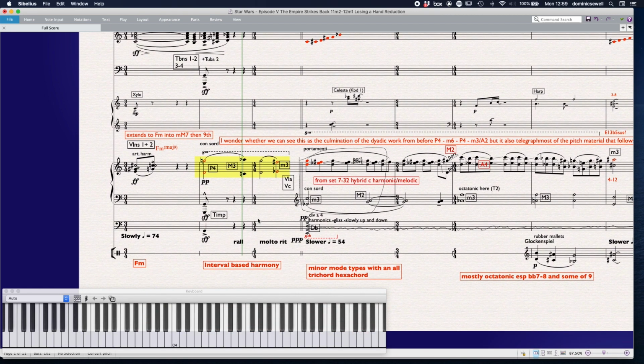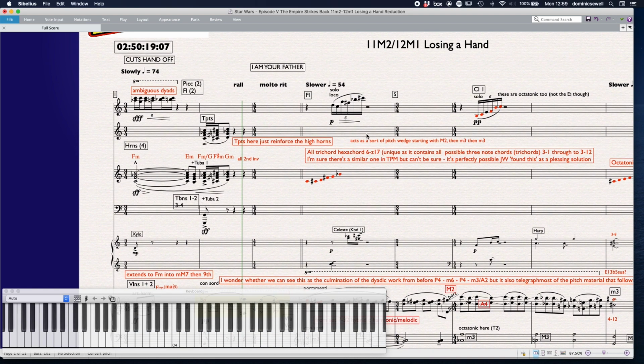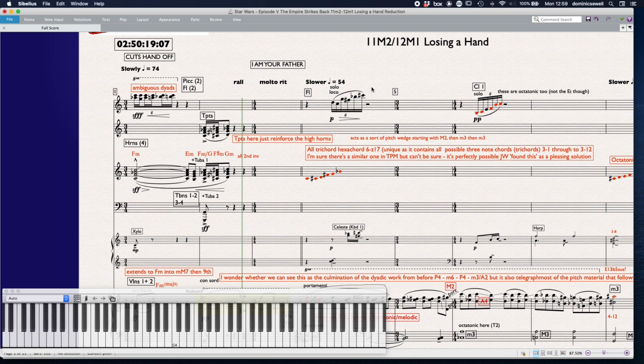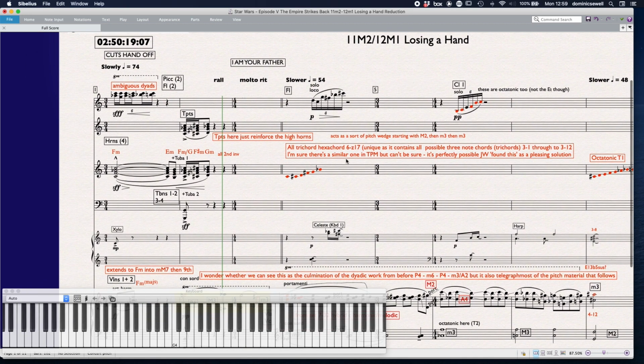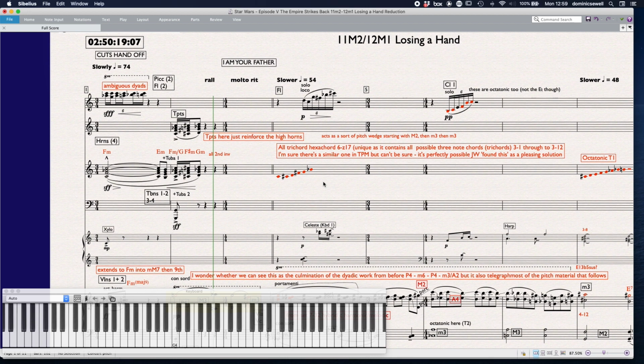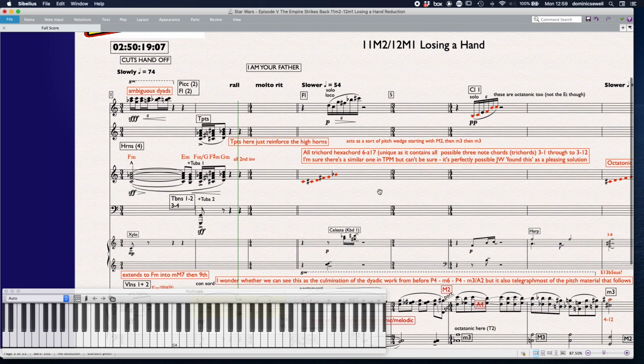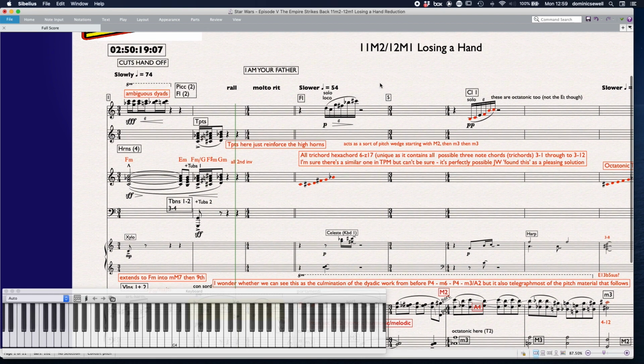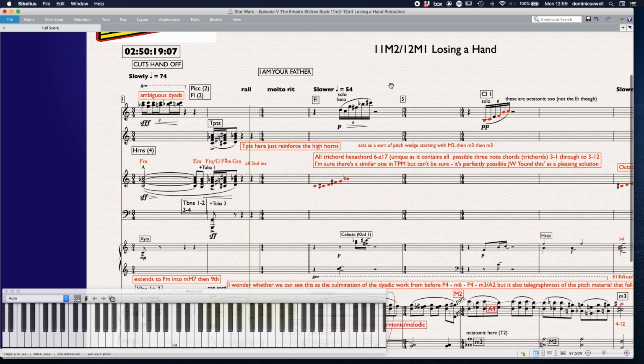And I've called it interval-based harmony because that's what it is. So minor mode types with an all-trichord hexachord. I can't imagine that Williams was going, oh, I'm going to write an all-trichord hexachord now. By the way, what that means is that within those 6 notes, all possible versions of 3 notes are contained within it. That's incredible. There are 12 of them, so all the 3-note chords are contained within this. That means a minor chord, a major chord, an augmented chord, a diminished chord, and everything else in between, which is rather remarkable, I think.